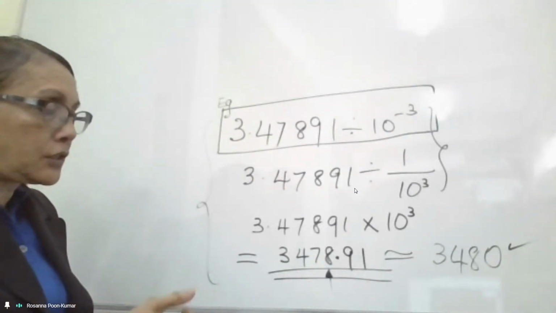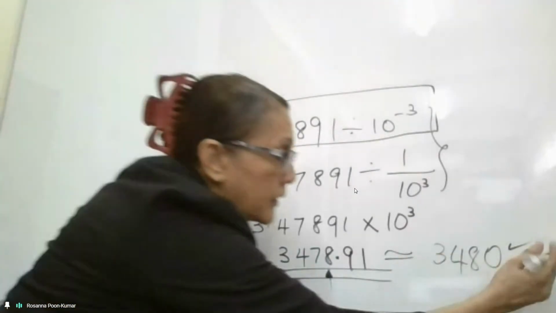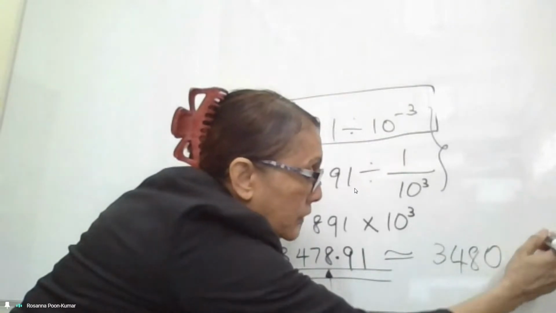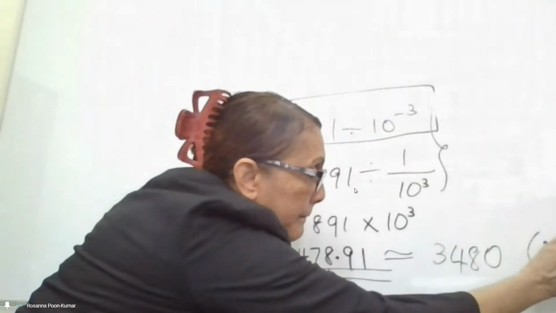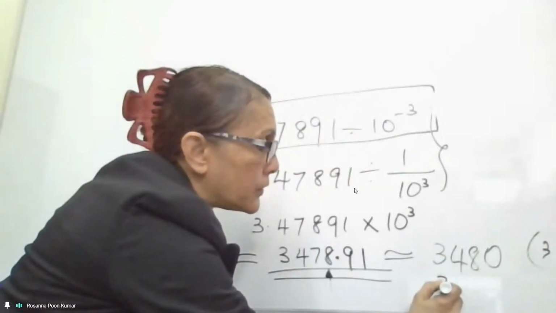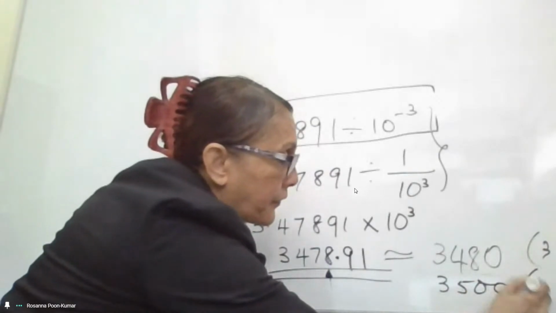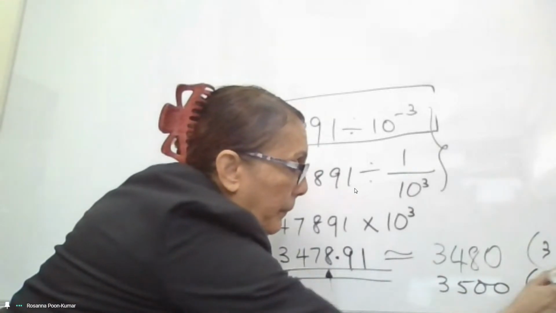3,500. Very good. So this is the answer to 2 sig figs. 3,478.91 to 3 sig figs is 3,480, and then 3,500 is 2 SF. Very good.